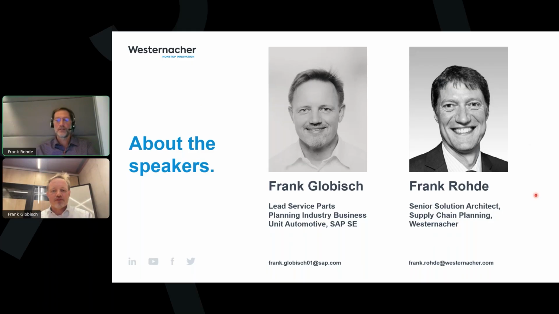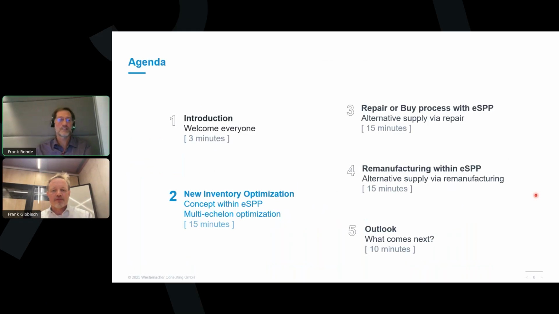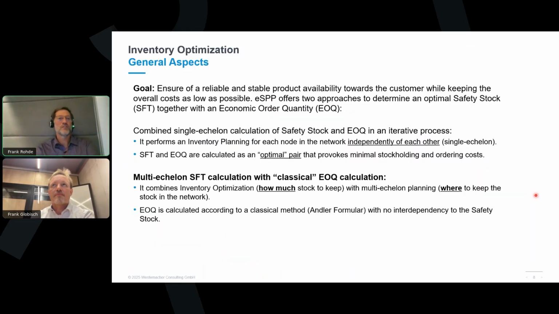Going to the next slide, the introduction is done. The next point is that we are going to talk about multi-echelon optimization within the eSPP system. As usual for inventory planning, the goal is to generate and ensure stable product availability towards all of our customers, while not losing the concentration on the cost. So keep the costs low, but availability of all the products should be high. How do we do that and ensure that?